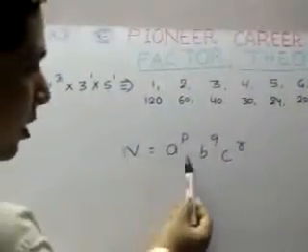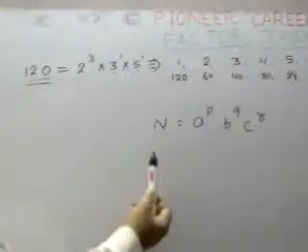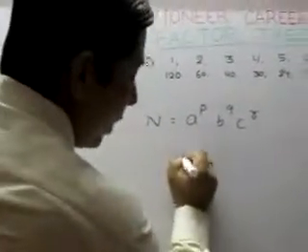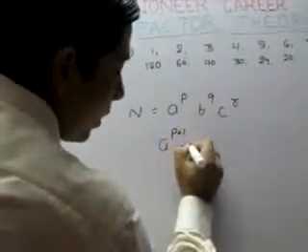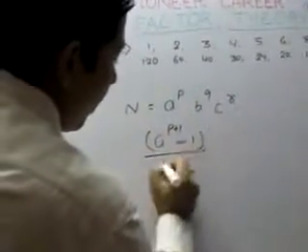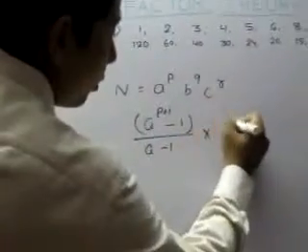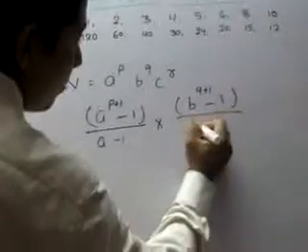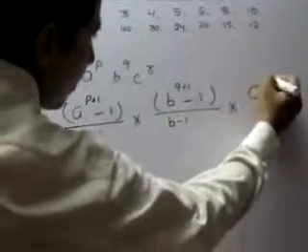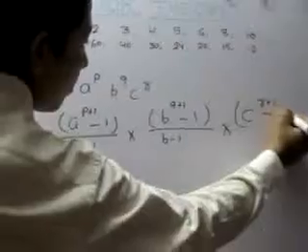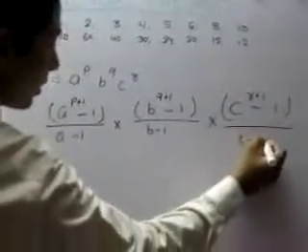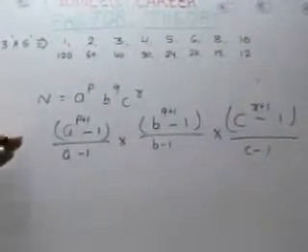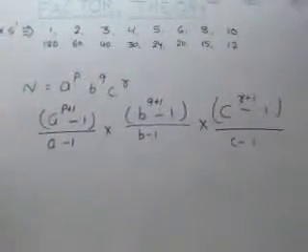Now next concept is to find the sum of all factors of a number. Once you have written down n in its standard format, the sum of all the factors of n is given by a formula a to the power p plus 1 minus 1 by a minus 1 into b to the power q plus 1 minus 1 by b minus 1 into c to the power r plus 1 minus 1 by c minus 1. It gives us sum of all the factors of number n.